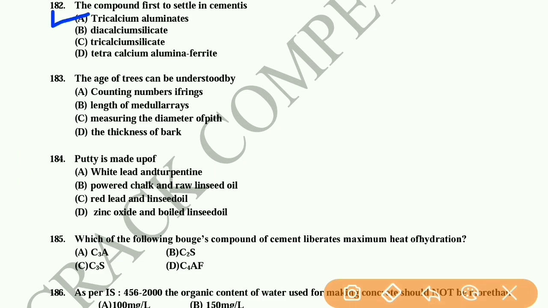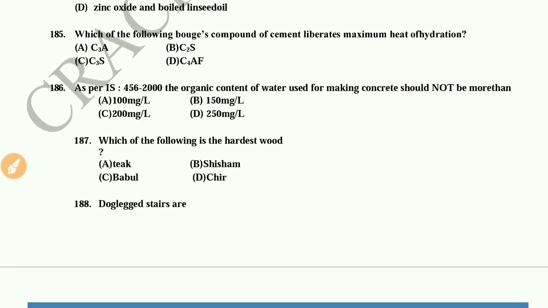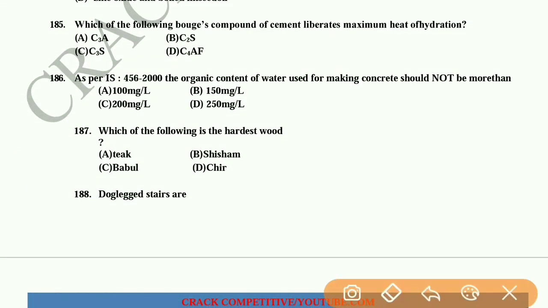Age of tree can be understood by counting number of rings. Putty is made of powdered chalk and raw linseed oil. So option B is right. Which of the following Bogue's compound of cement liberates maximum heat? This is the C3A. Option A, tricalcium aluminate, liberates the maximum amount of heat.